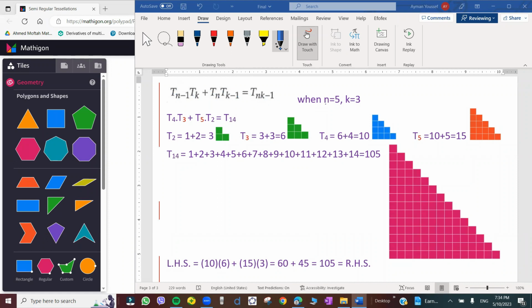So if we put n equal 5 in this term, T_n will be T5. And this term, T_k, because k equals 3, will be T3. If n equals 5, that means n minus 1 is 4. So the first term here will be term number 4. And T_k, which equals 3, so term number 3.